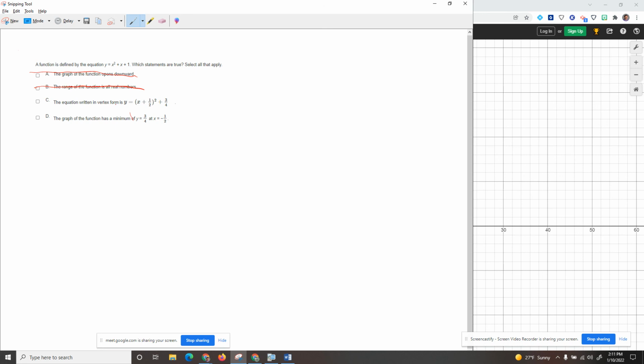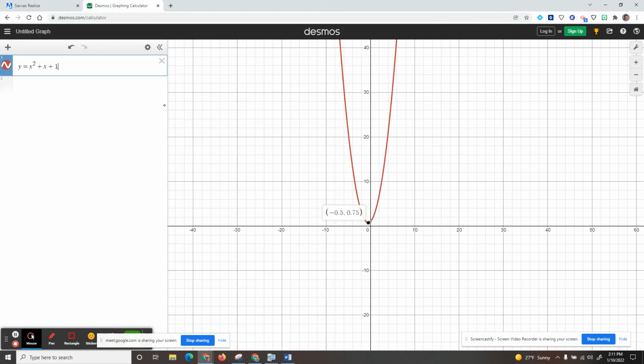C, the equation written in vertex form is y equals x plus 1/2 squared plus 3/4. The x coordinate of the vertex is negative 0.5, which is negative 1/2.